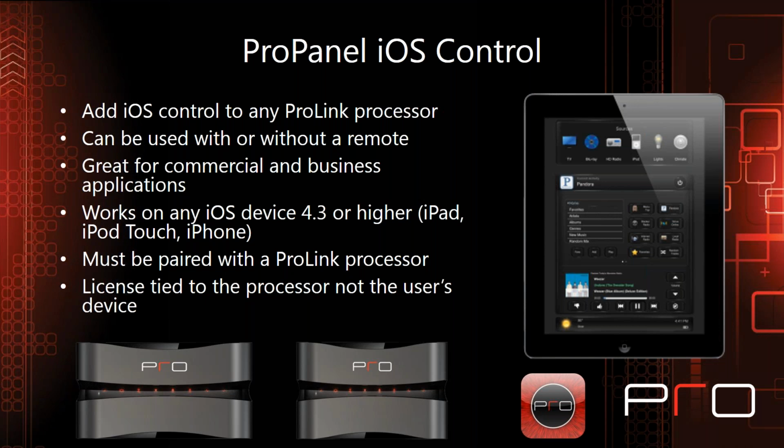So if you ever need to swap out an iOS device or the user gets a new one, all they simply have to do is power cycle the processor. It will release the license, and then you can simply follow the on-screen display on the Pro Panel app for the new device. So pretty easy to walk through someone on the phone. You don't have to roll a van for that one.